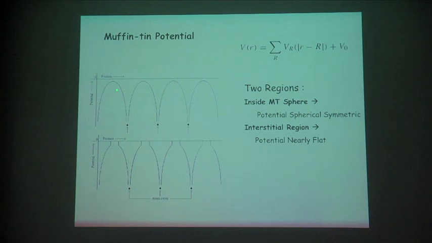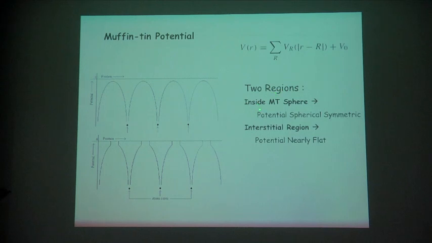So what they do is model it using this kind of a potential where they make it absolutely flat in between the two atoms, and near the atom it is spherically symmetric. So this is called a muffin-tin potential. So you have got two regions.